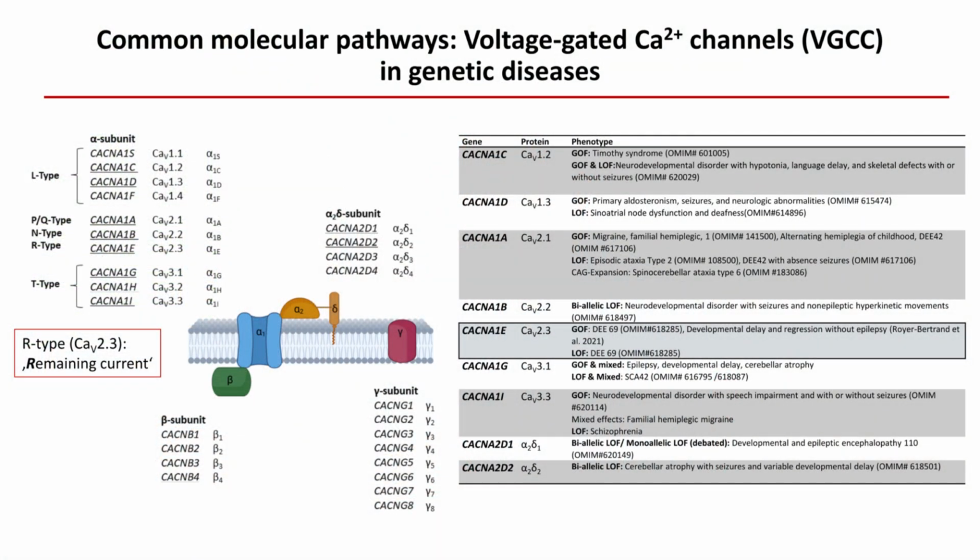this is one of the calcium channels that is affected, and there are lots of calcium channel subunits. The main subunit is the alpha subunit, and CACNA1E also encodes one of the alpha subunits, and it encodes the calcium channel CAV2.3. And this is the so-called R-type calcium channel.